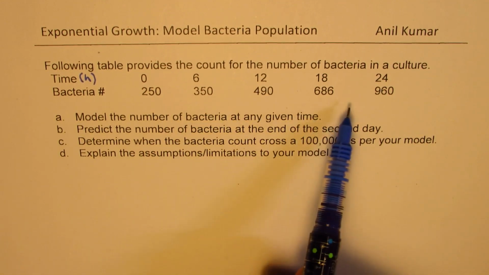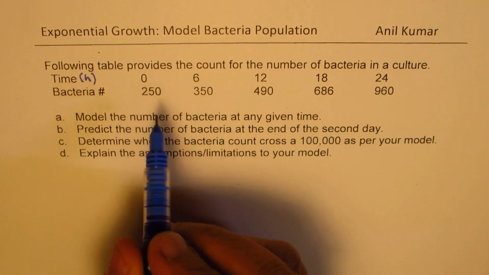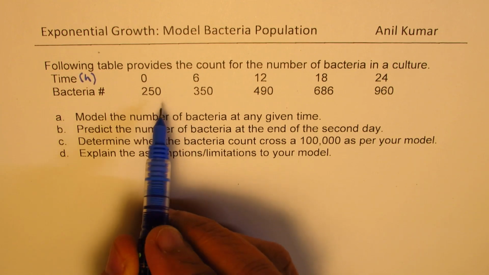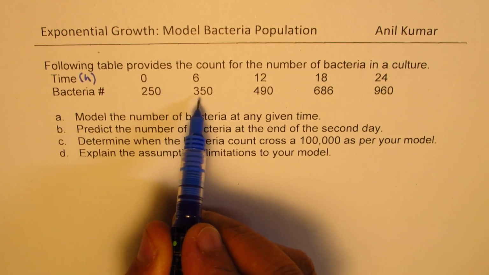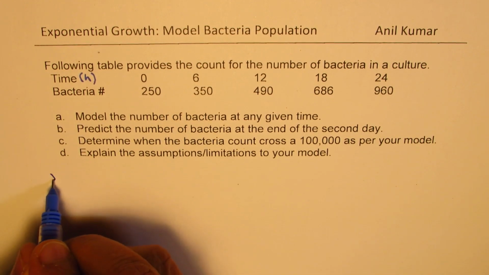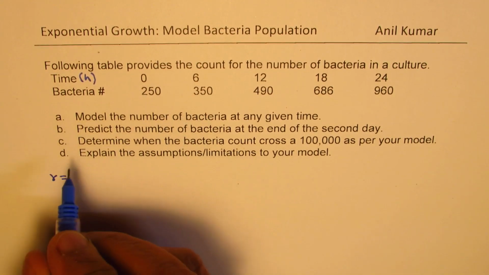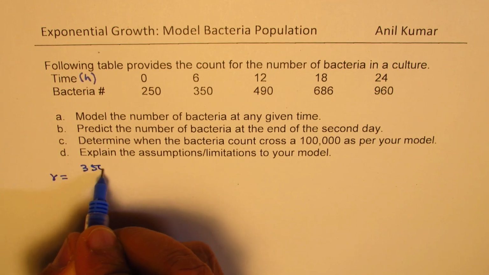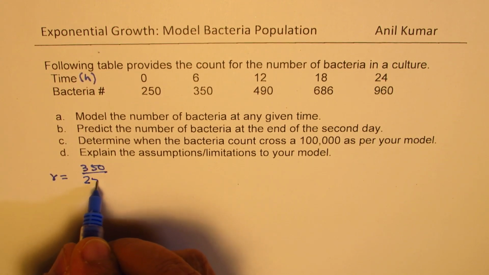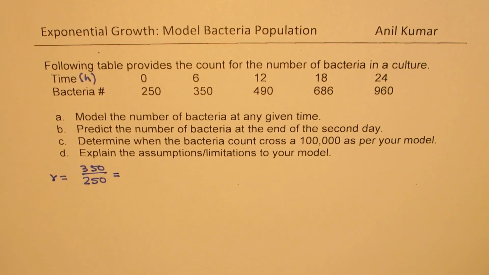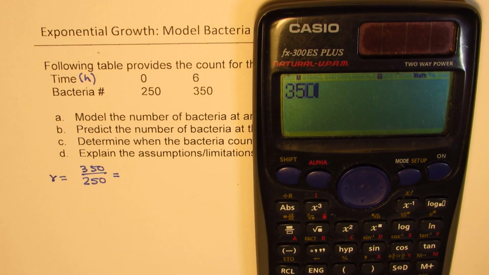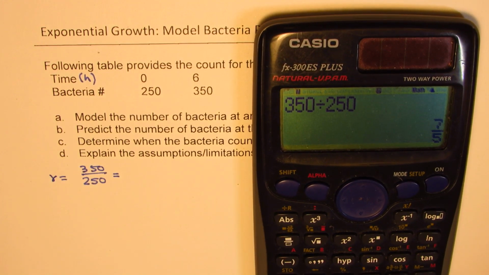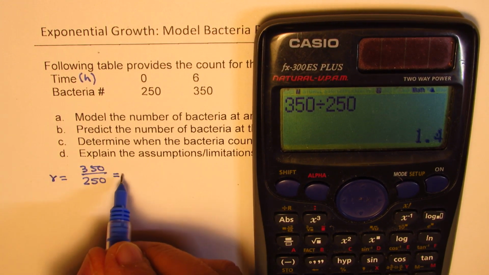Now clearly it is a kind of exponential growth, so let's see what the growth rate is. We can find the ratio to find the growth rate, so the growth rate will be 350 divided by 250. What do we get? Let's use the calculator. We have 350 divided by 250, and what we get is 7 over 5, or in decimals, 1.4.